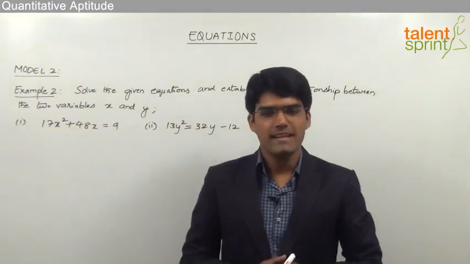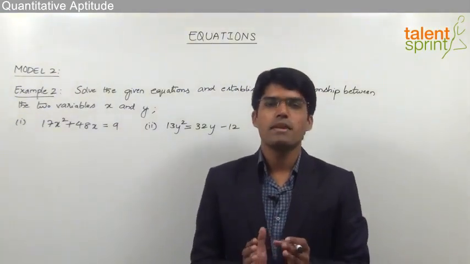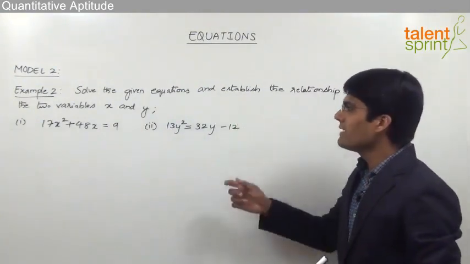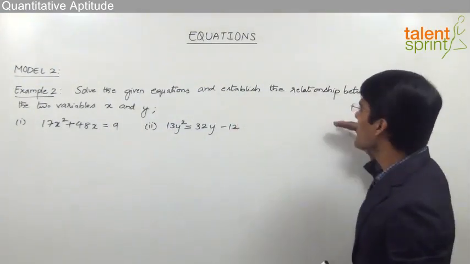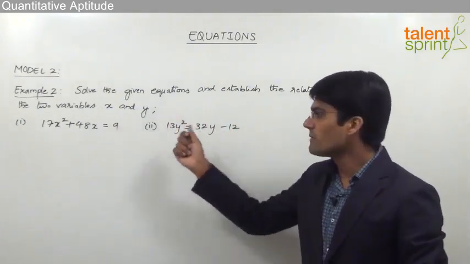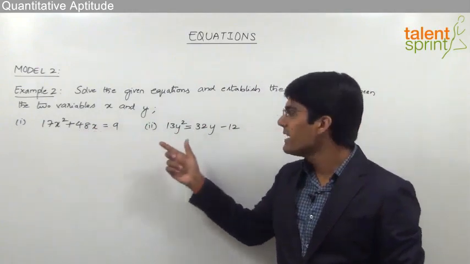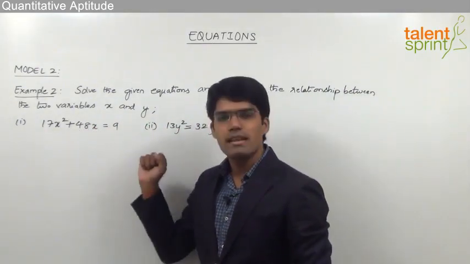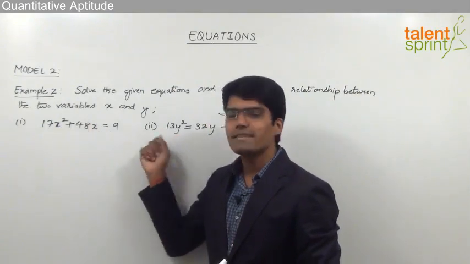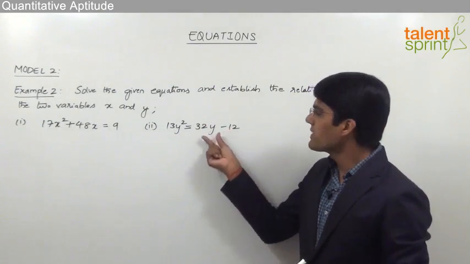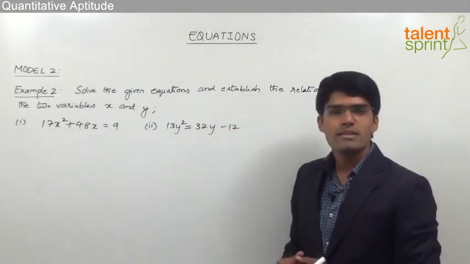Let us now take the second example from Model 2, which is based on the solution of quadratic equations. Again, as we can see here, we have to solve the given equations and establish the relationship between the two variables x and y. The first equation here is in terms of x and the second equation is in terms of y. The first equation is 17x squared plus 48x equals 9. And the second equation is 13y squared equals 32y minus 12.